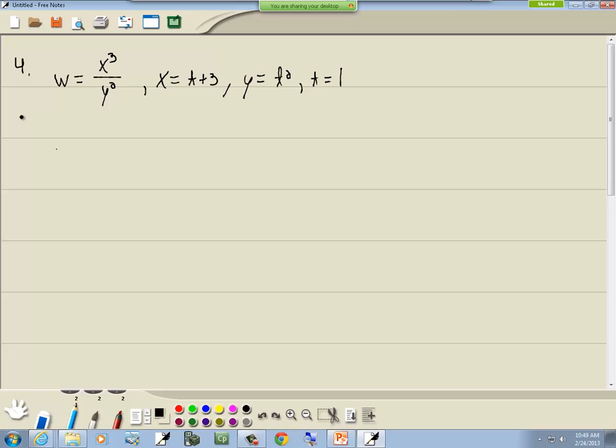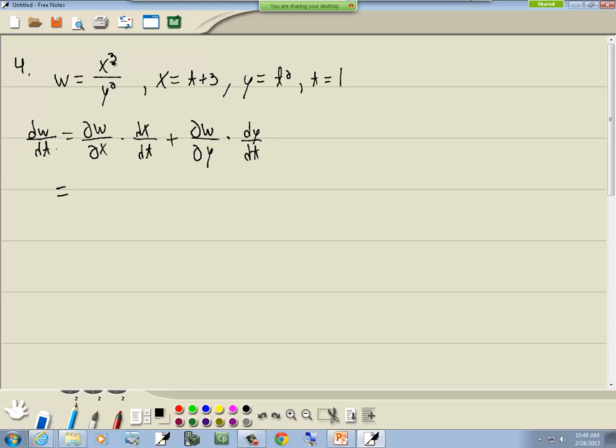Well, our chain rule for this says that we have dw dt is equal to partial of w with respect to x times dx dt plus the partial of w with respect to y. That shouldn't be a 2. Sloppy is one thing, but can't look like a 2. Partial of w with respect to y times dy dt. Okay.